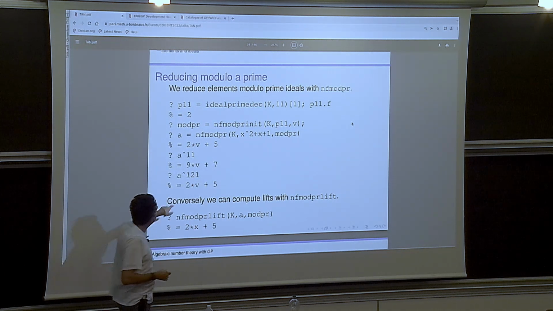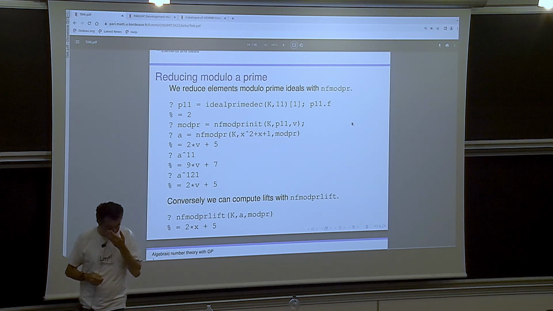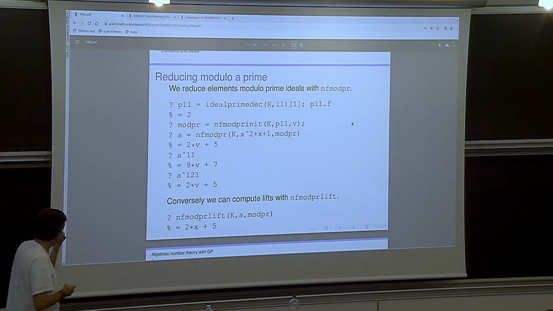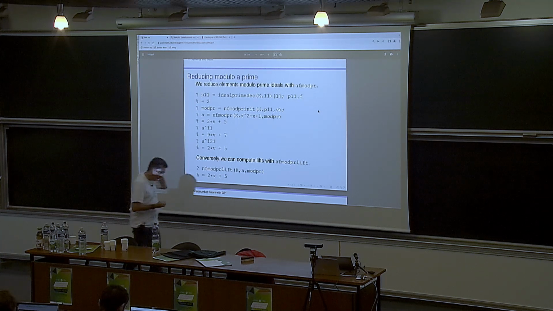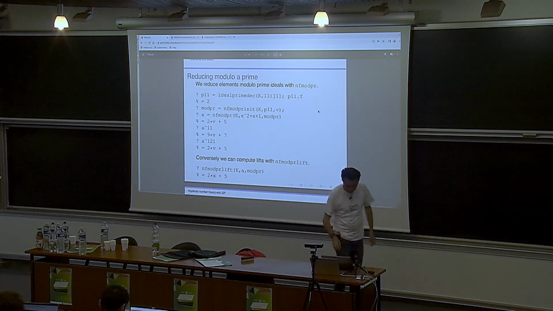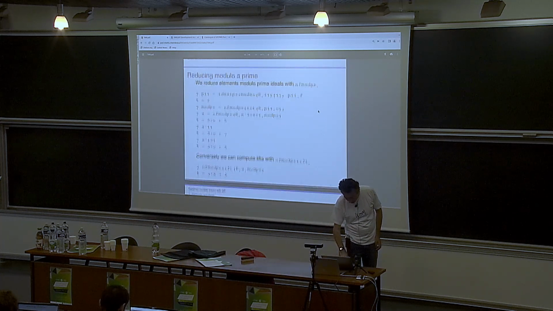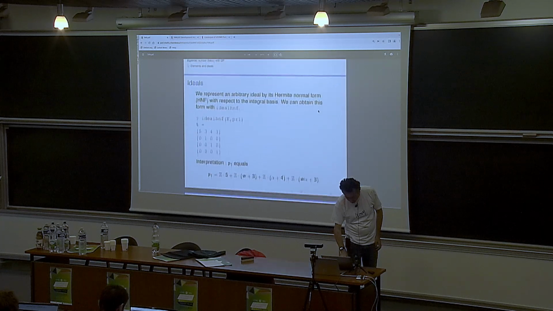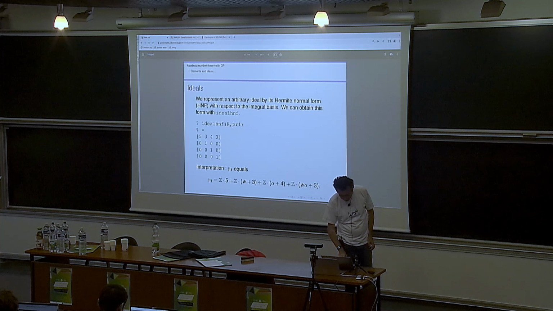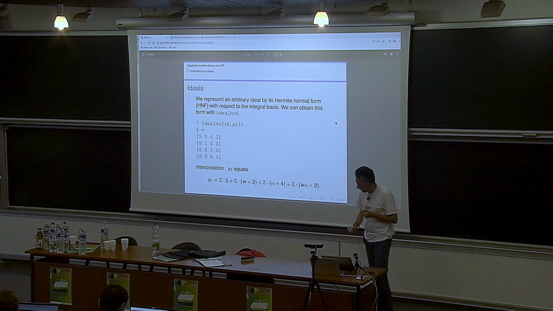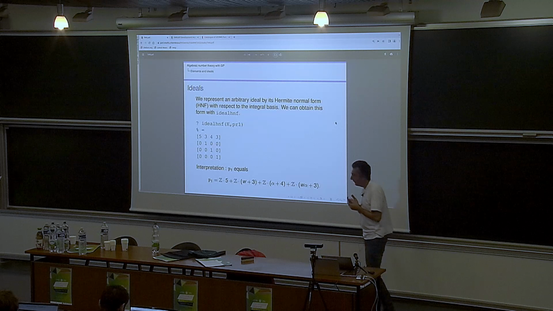And if you go again, you take elements. And you can go the other direction using nf PR lift that will find an element in the field that maps to some element in the finite field. Okay. So this is for prime ideal.